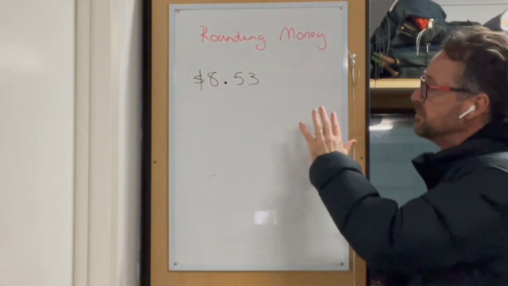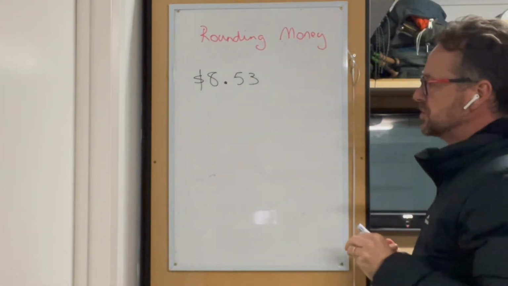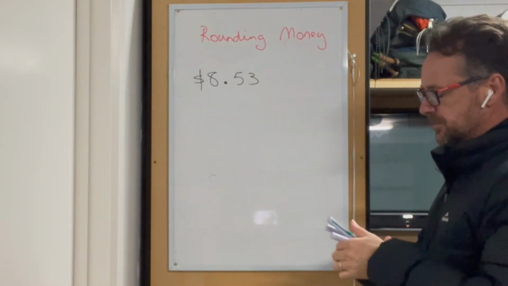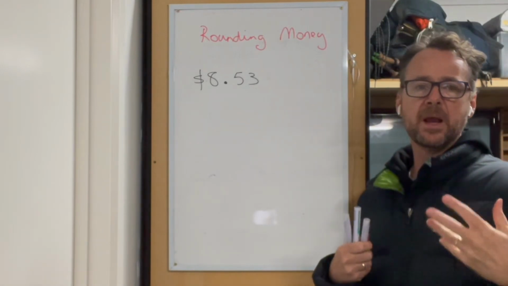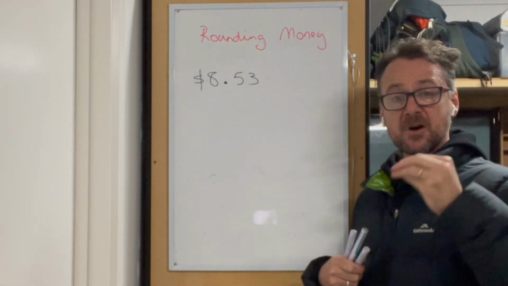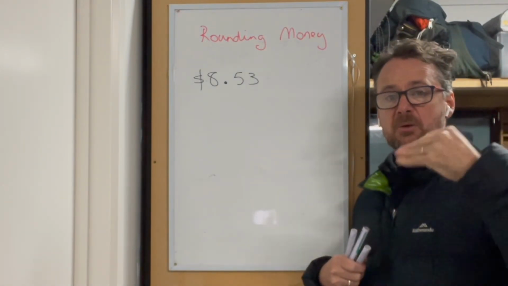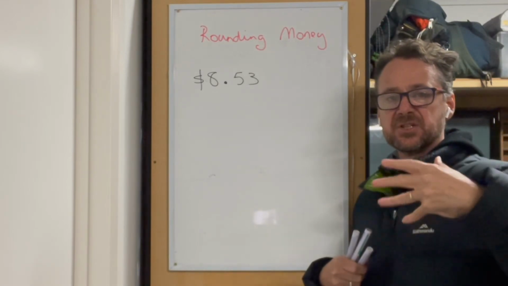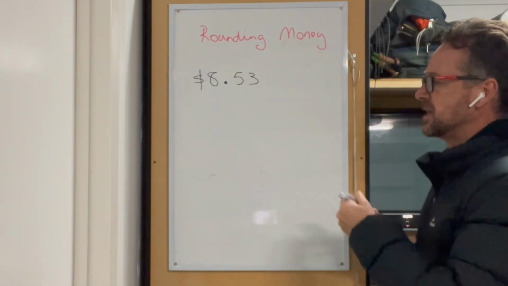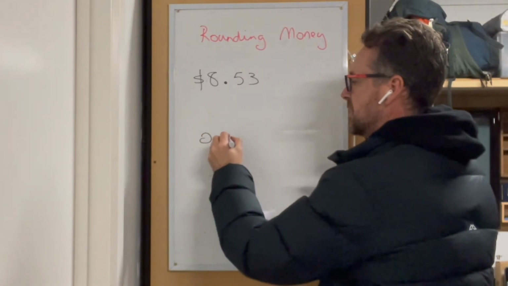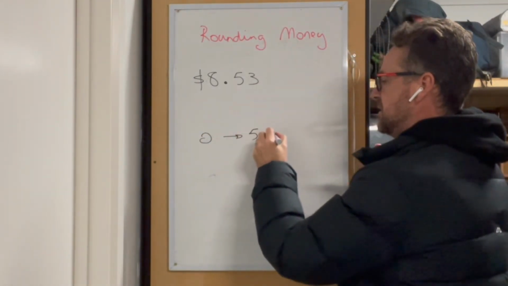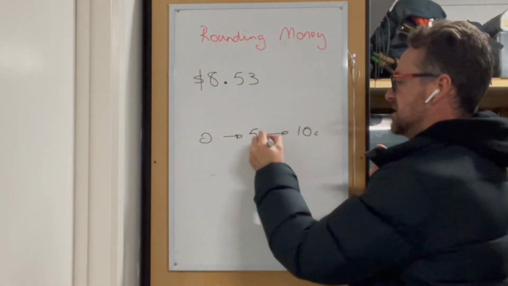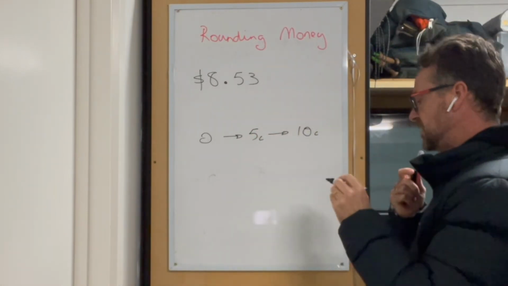Right, let's look at rounding money, and this is slightly different to the other decimals that we look at. Because in Australia we round off using 5-cent increments, so once you go up to 5 cents it changes again. So what that really means is that from 0 through to 5 cents, and then from 5 cents through to 10 cents, the rounding changes.